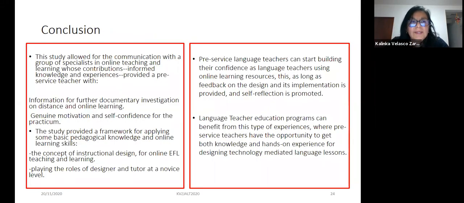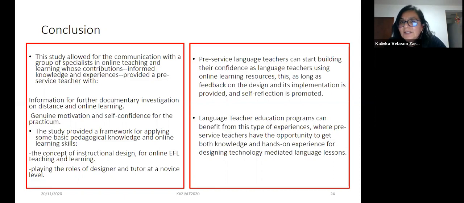So to conclude, this study allowed for communication with a group of specialists in online teaching and learning whose contributions inform knowledge and experiences. It provided a pre-service teacher with information for further documentary investigation on distance and online learning, and genuine motivation and self-confidence for the practicum. The study also provided a framework for applying some basic pedagogical knowledge and online learning skills, the concept of instructional design for online EFL teaching and learning, and playing the roles of designer and tutor at the novice level.